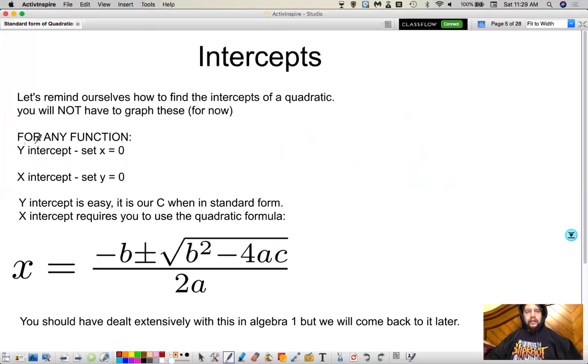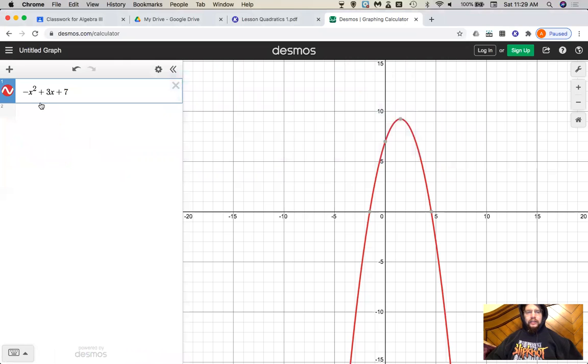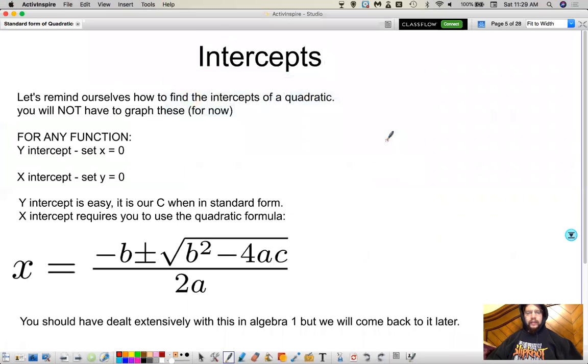So if you're looking for your y-intercept, all you have to do is plug in 0 for x. So if I were to plug in 0 here, everything but the 7 would cancel. I'd have 7. My y-intercept should be 7. There it is.